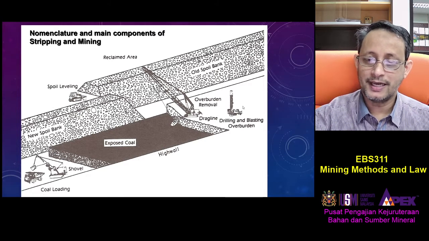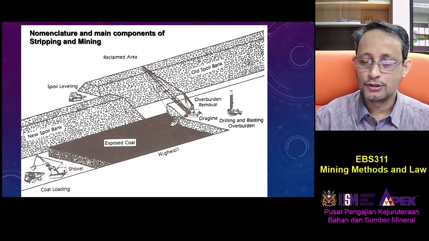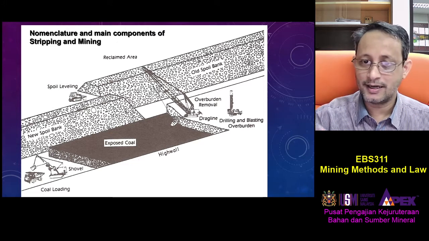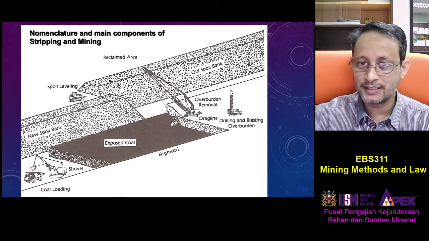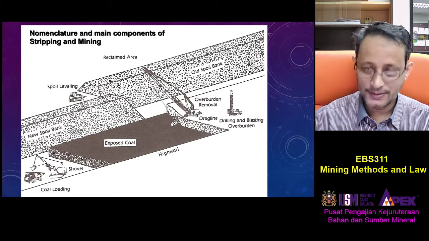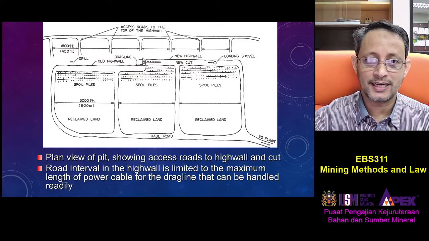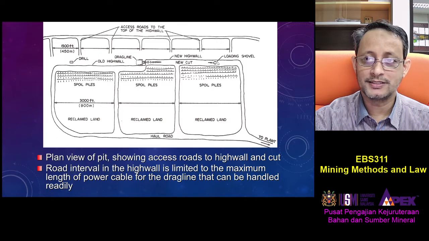So this is being dumped here, and then they move along. Of course the drilling and blasting to loosen the overburden have to be done accordingly. Okay, then the dragline will take its place. If you can see, this is the dragline. The dragline is over here, so they start to remove from there. Okay, the new high wall, and then this is a loading shovel, so they start to dig out. And then the spoils may be removed to the side accordingly.